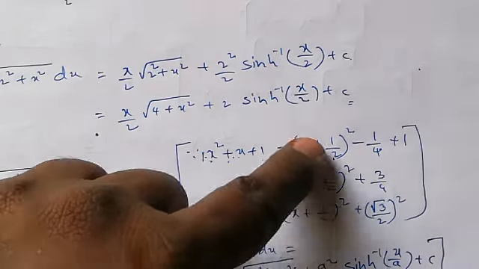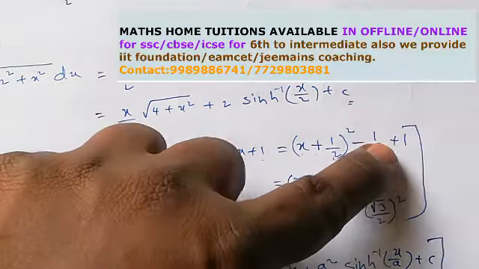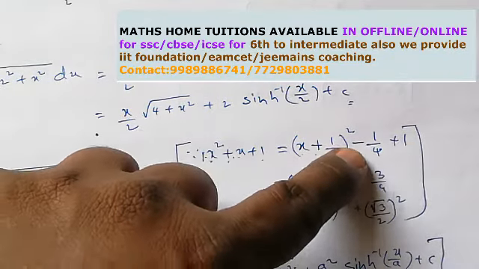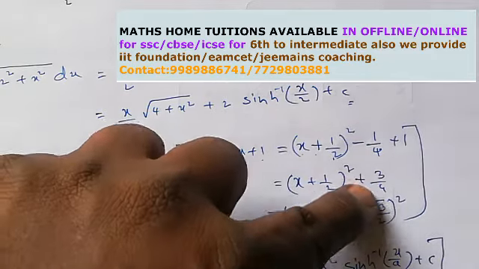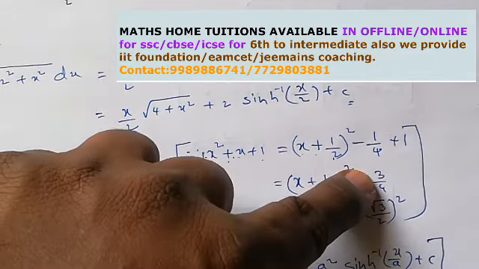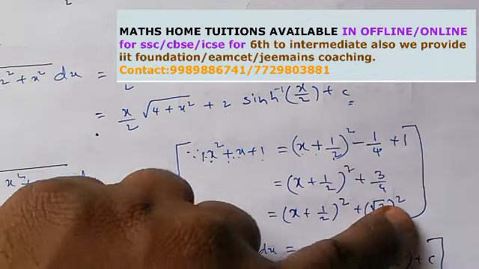Now simplify this: x plus 1 by 2 whole square plus 4 ones are 4, 4 minus 1 is 3, so 3 by 4. It is already in square form, so write this result also in square form. What is the square of 3 by 4? It is root 3 by 2 whole square.